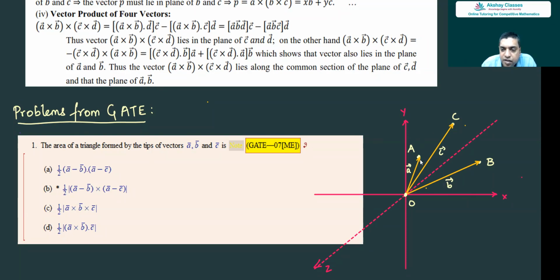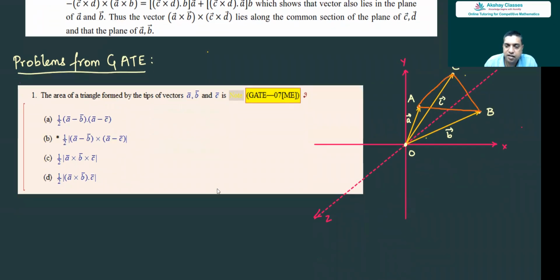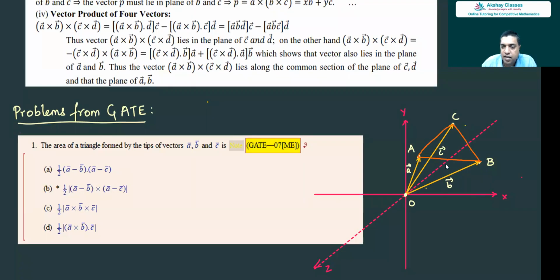Now, the area of the triangle formed by the tips of these vectors, that means by the endpoints of these vectors. So the triangle that is formed is this triangle in space. All right, this is the triangle ABC. Clear? So the position vector of A is A bar, the position vector of B is B bar, the position vector of C is C bar. That is the idea.